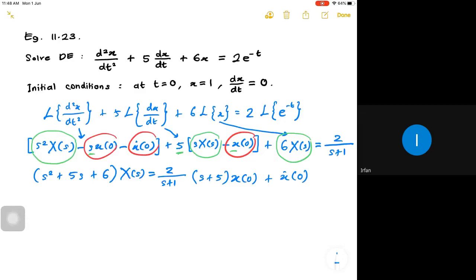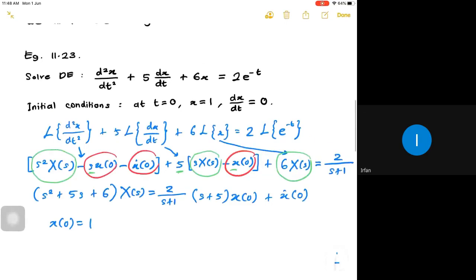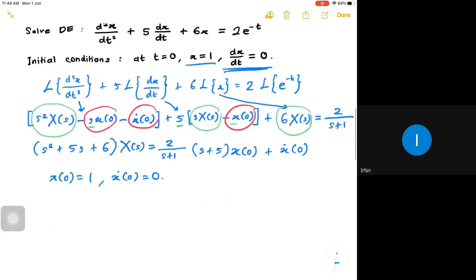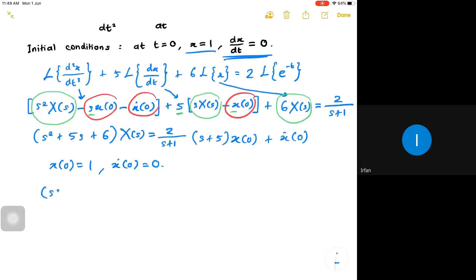So now, do we know the value of the constant of the initial condition? So we know this one is equal to 1, given here. Sorry, this one. And for the x dot 0 is equal to 0. Okay, so we know the values. So we put these two values inside the function. So we will get s squared plus 5s plus 6 times X of s equal to 2 over s plus 1. So this one is equal to 1, and this one is equal to 0. So the outcome is plus s plus 5, okay?